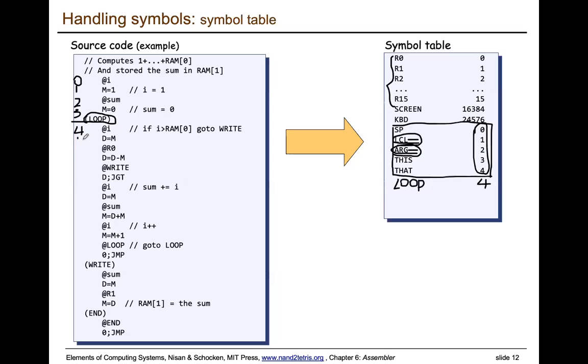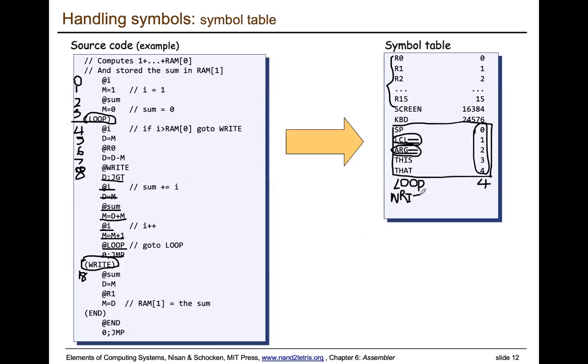Then I have 5, 6, 7, 8, 9. I don't write the number, but just count: 10, 11, 12, 13, 14, 15, 16, 17. So I meet another label called write, right? The next line after the write is 18. So in my symbol table, I will write write.